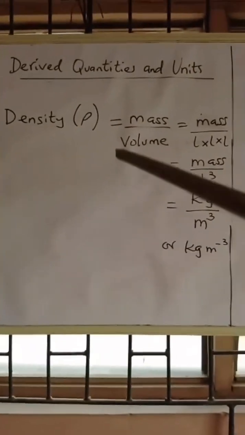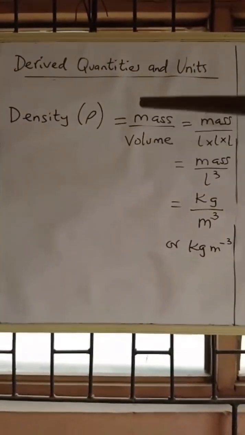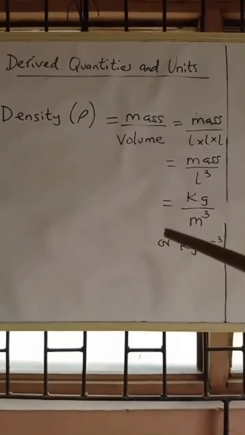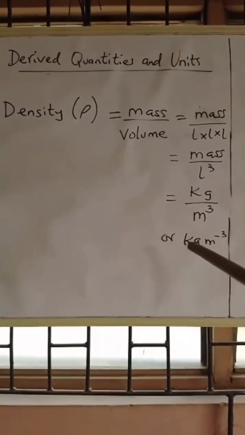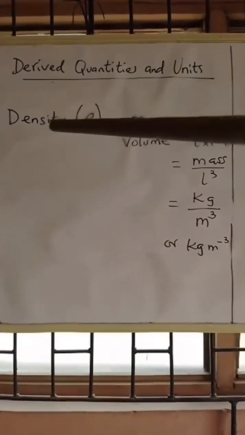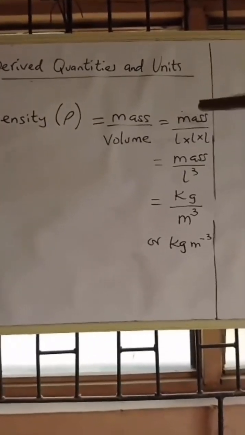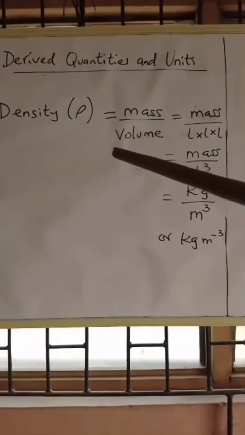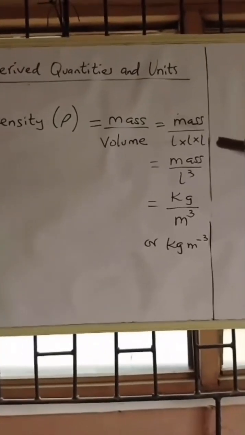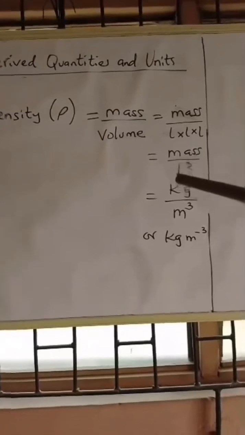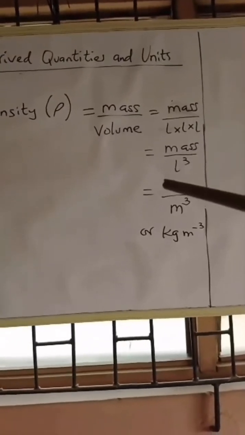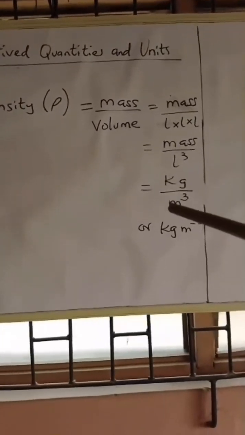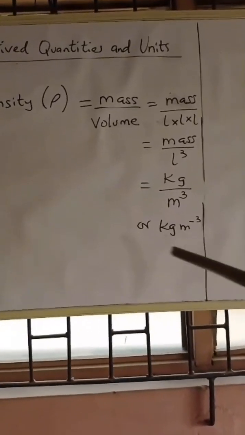Why? Because look at its formula. Formula is mass over volume. Or look at the final unit of density, kilogram per meter cube. The density is derived because it's made up of mass, which is a fundamental quantity, and length, which is also a fundamental quantity. And volume is given by length times length times length. So mass over length cube, because length times length times length is L cube. That's kilogram per meter cube, and that's a derived unit.